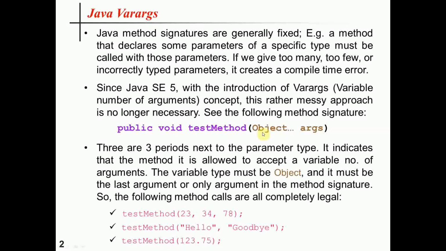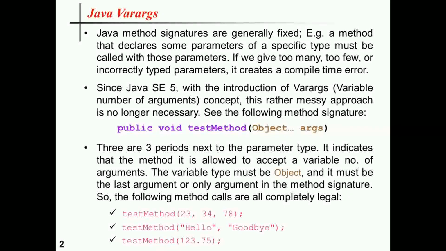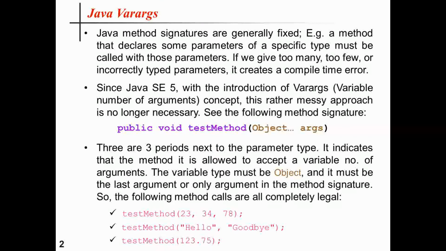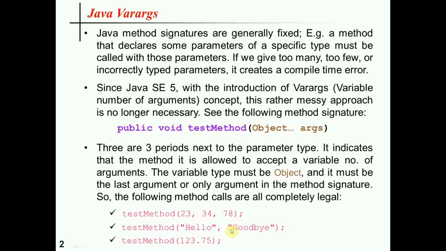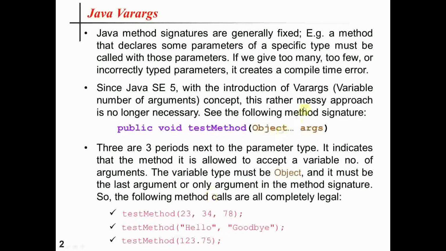Using this particular concept, we can handle a variable number of arguments in Java programming. So we don't have to define different methods for each of these method calls, like test method with integer arguments, test method with string arguments, or test method with double type arguments. All these are handled properly by using this concept varargs, that is the variable number of arguments.